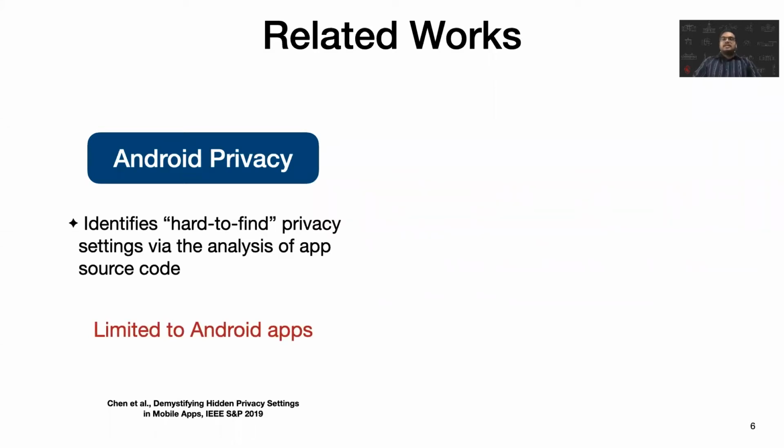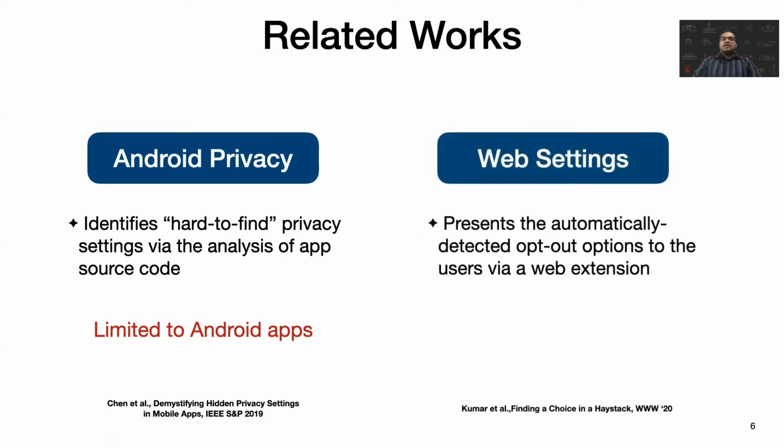The second category is related to web settings. The closest work here is Opt Out Easy by Kumar et al., in which they use NLP techniques to detect opt-out settings from privacy policies and present them to the users via a web extension. However, these are limited to opt-out settings and do not account for the fine-grained privacy settings provided by the websites.